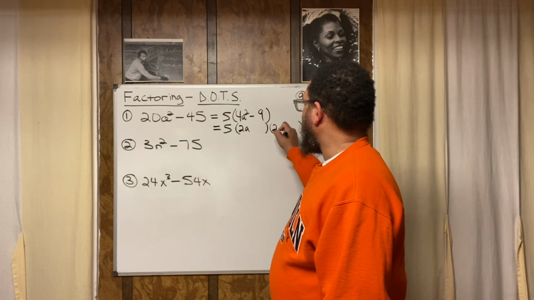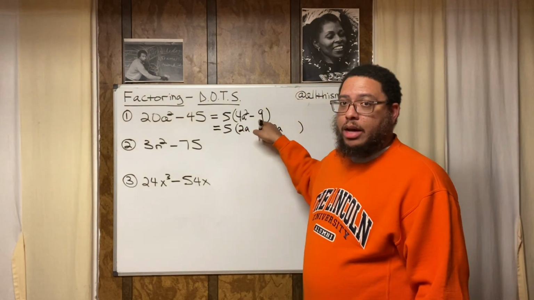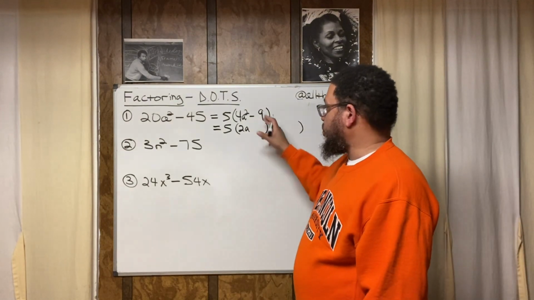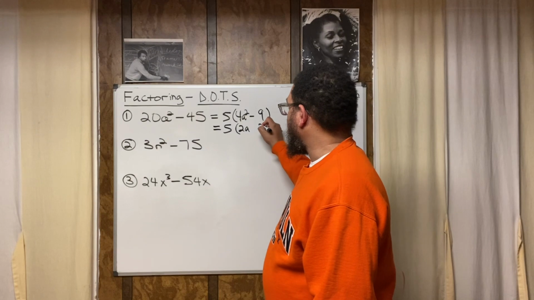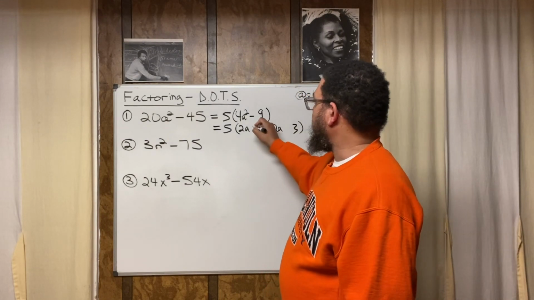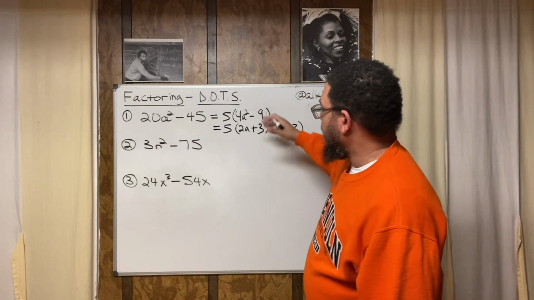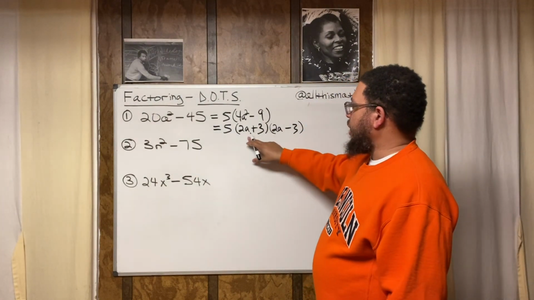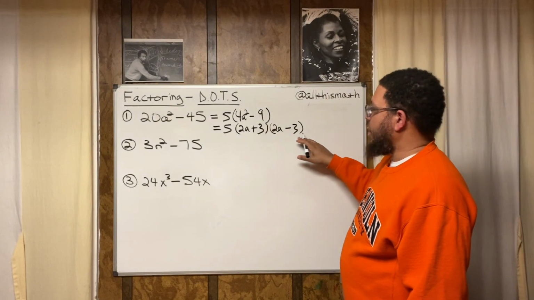You put another 2a right here. You take the square root of 9, which is 3. I know that's a minus sign right there, but we're going to treat it like it's positive. Put a 3 right here and a 3 right here. Put a plus sign in one of them, a minus sign in the other. And this is done. This is completely factored: 5 times the quantity 2a plus 3 times the quantity 2a minus 3.